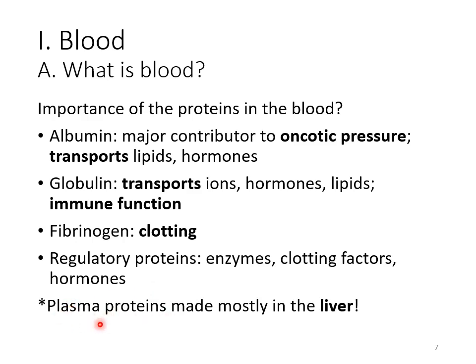And plasma proteins are made mostly in the liver. What's the importance of this fact? If a patient has a liver problem, that might affect the levels of proteins in the blood. Someone with a liver problem might not be producing enough albumin, so that might cause edema. They might not be producing enough clotting factors, so it could cause clotting problems.